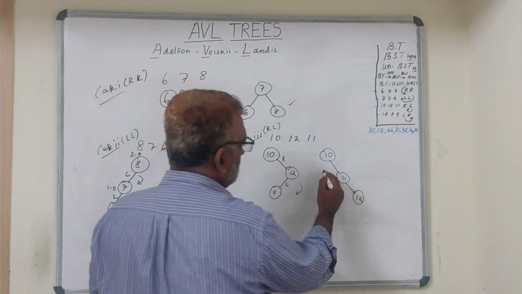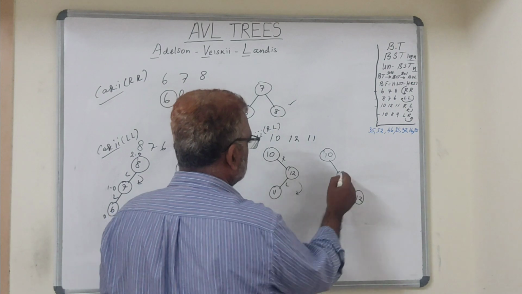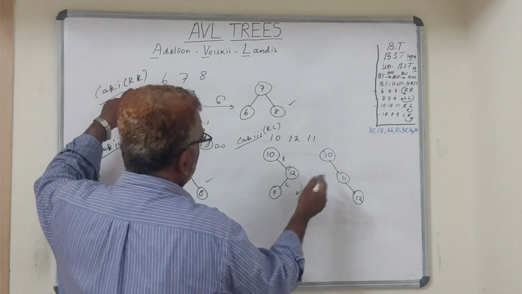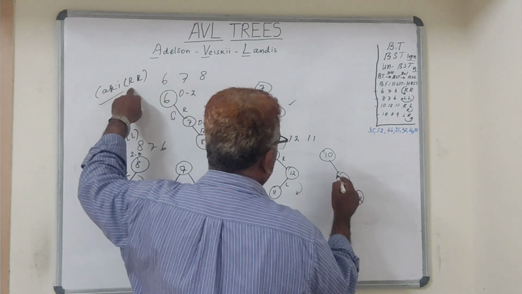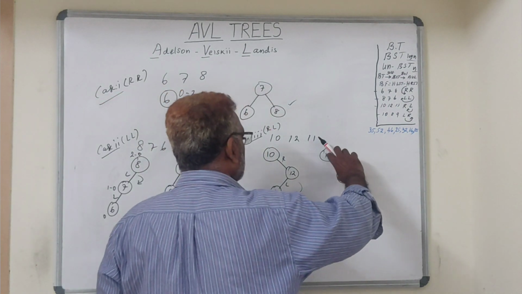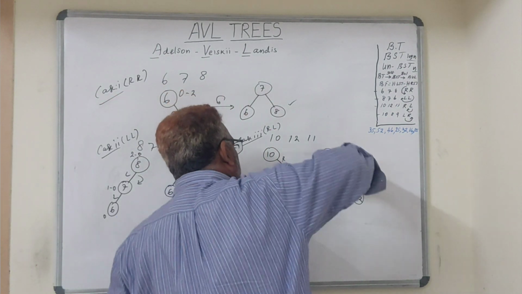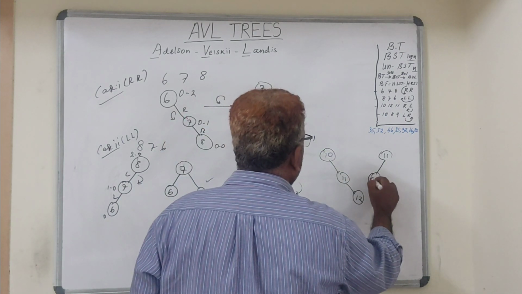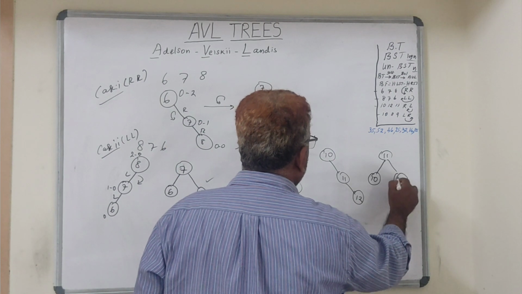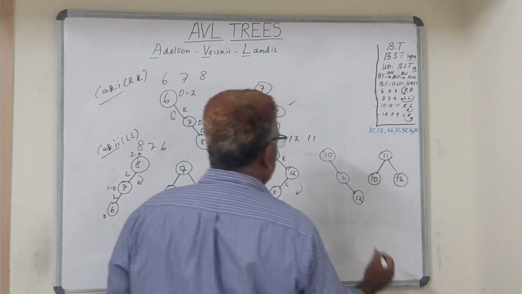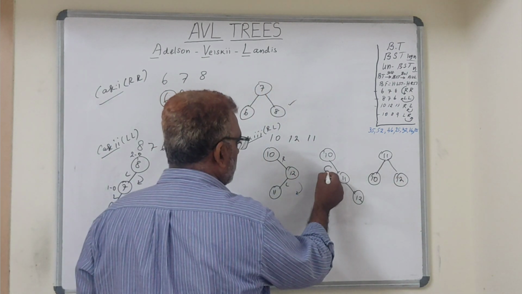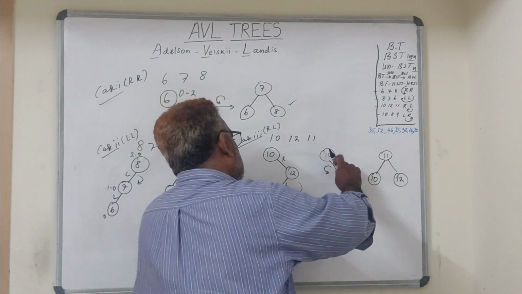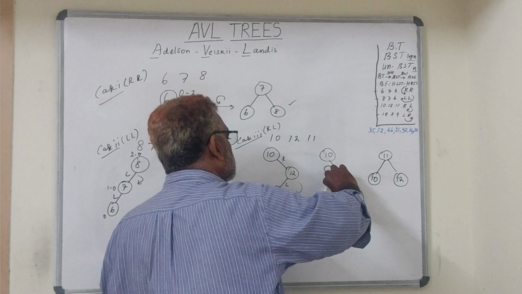We know how to convert this RR case into the balanced one. Keep your finger like this and perform the rotation like this. So 11 will come here, 10 goes here, and 12 will come here. It is balanced. So you perform rotation like this, and this value will go like this.